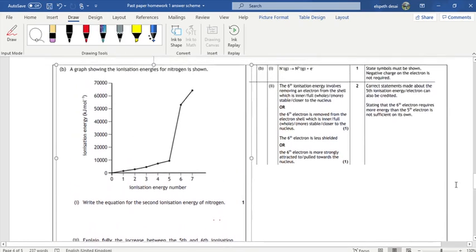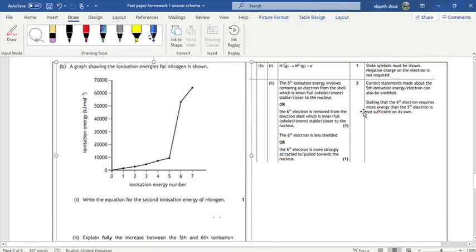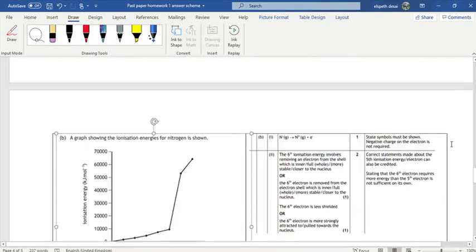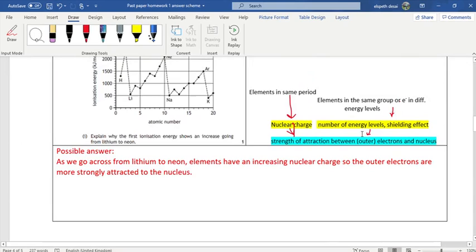A lot of you just lost marks to do with the way that this question is marked. You get 1 mark just for recognising that the 6th ionization energy involves removing an electron from an inner shell, or a more stable shell, or a shell that's closer to the nucleus. For the second mark, you have to mention one of 2 things, and this is where I'll go back to the key phrases. You have to either mention shielding effect, or the strength of attraction between the electrons and the nucleus.